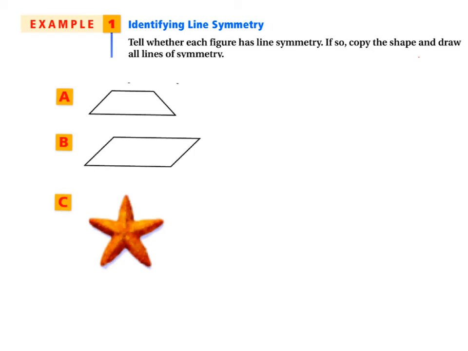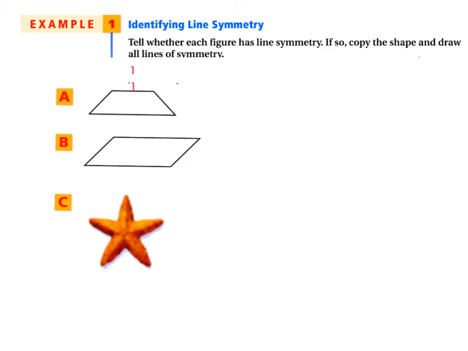So if we look at example number 1, we're going to identify line symmetry. Tell whether each figure has line symmetry. If so, copy the shape and draw all lines of symmetry. So A, we have a trapezoid. Line of symmetry. Can you divide this into two congruent pieces? The answer is yes, and that's a really bad example, so let me erase that.